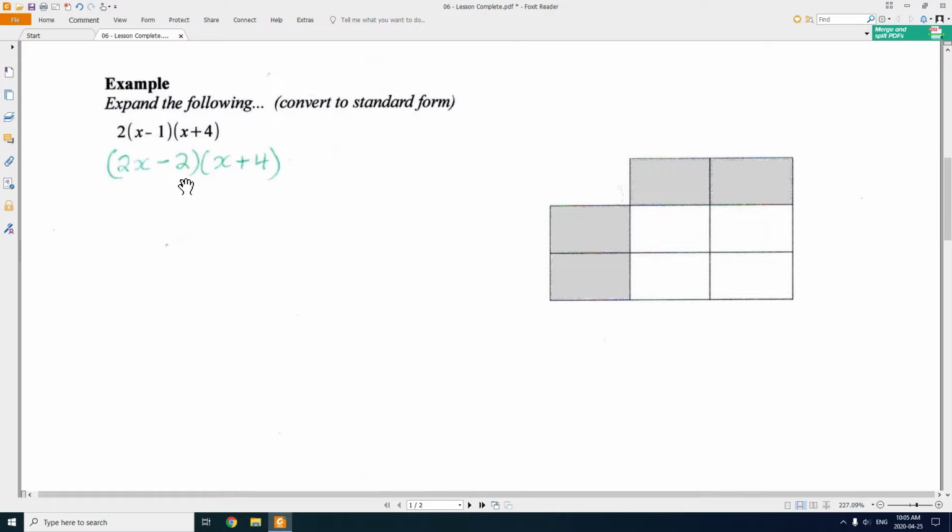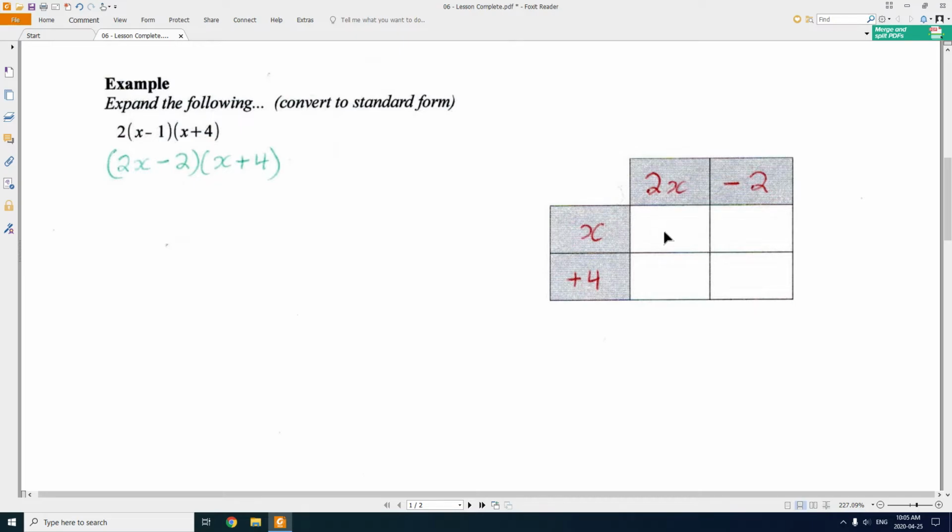All right, hopefully you had a chance to expand those 2 brackets in the green. Let's see what you got. So starting with the chart method. So chart method, I'm going to copy each bracket in. 2x minus 2. And the other bracket, x plus 4. It doesn't matter where you put them. You could write them the other way around. I normally just put the first one on top.